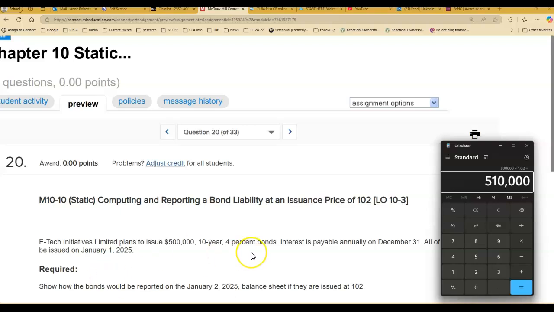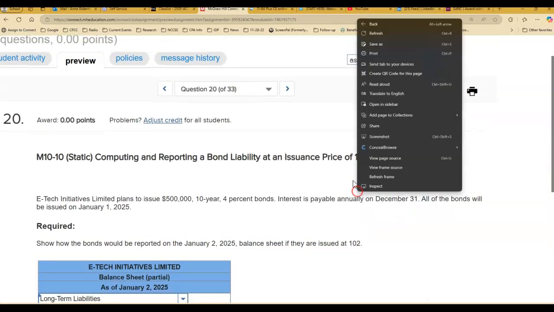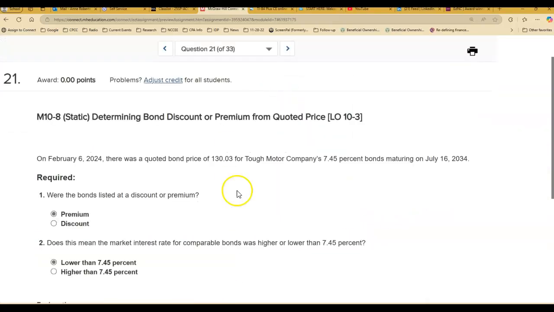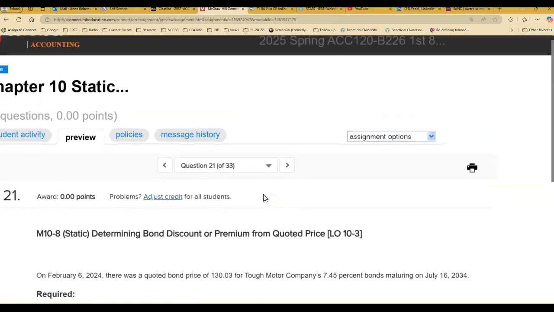All right. So then they ask you for the presentation. So again, now in this one, the day after we issue these bonds, the carrying value is now $510,000. How we doing? Okay. All right. Let's take a look at number 21.